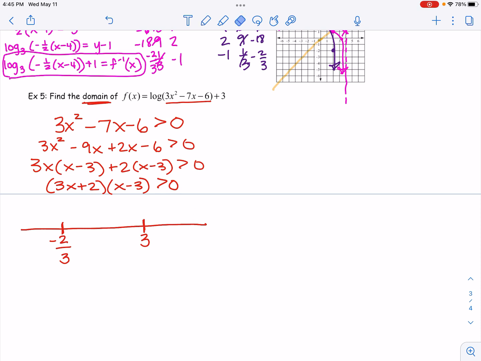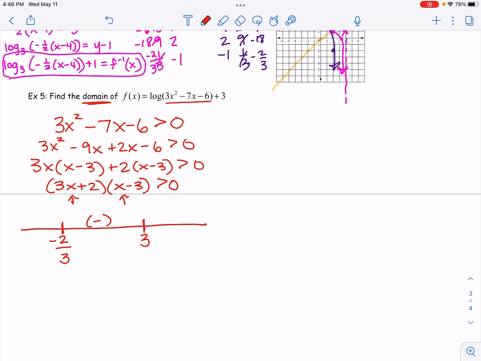So the easiest one in the middle is 0. 0 is a number between -2/3 and +3. When I plug in 0 for x in both spots, 0 times 3 is 0. 0 plus 2 is 2. 2 is a positive number. Times 0 minus 3 is -3, which is a negative number. A positive number times a negative number is a negative number. Negative numbers are not greater than 0. So anything in this region between -2/3 and 3 is a negative number, which is what we don't want. We want our argument to be greater than 0.